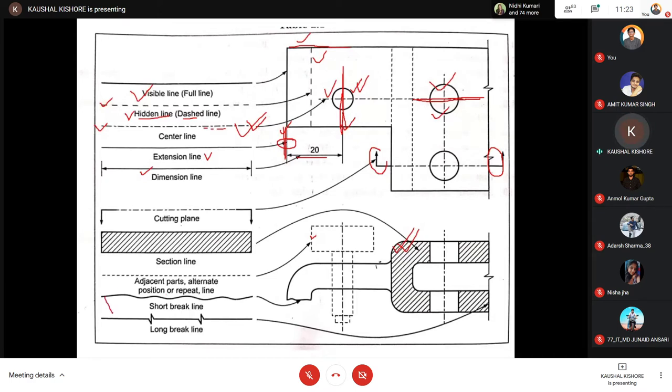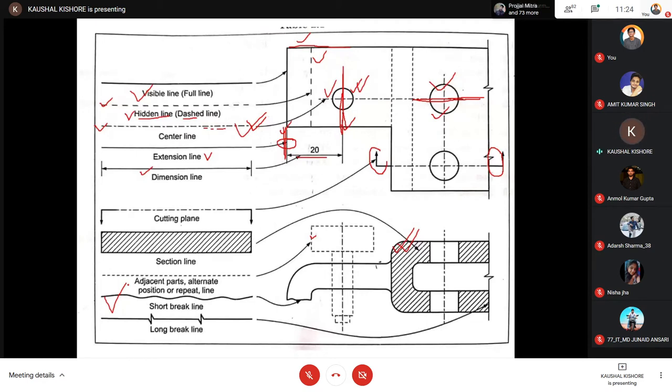Similarly, the short break line, you can see in this diagram. So what is the short break line? Actually, short break line and long break line are almost the same. Long break lines are used when it is desirable to shorten the view of a long part, and similarly, short break lines are used for enlargement in the view of a shorter part.